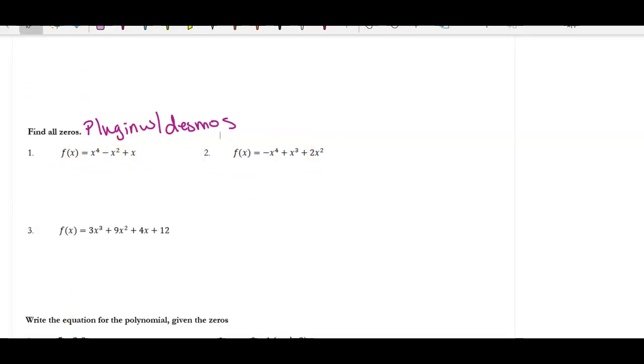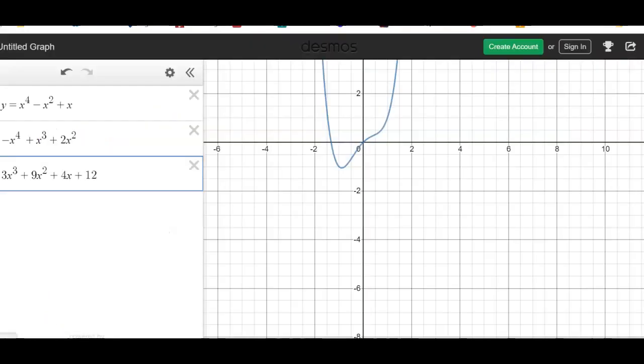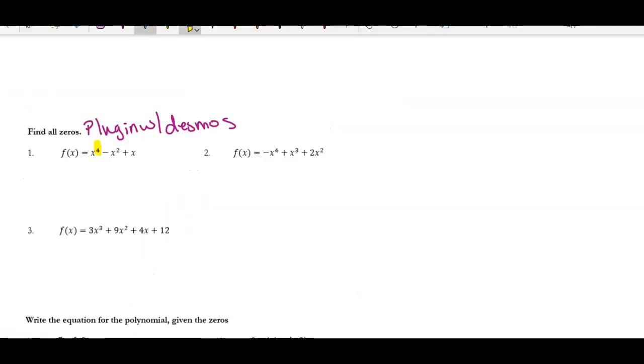Okay, so when we look at number 3, I should notice that there should be 4 zeros, right? Okay, so let's look at the graph. Okay, so here's the graph. I do have 1 zero right there at -1.325. So let's write that down. X equals -1.325.